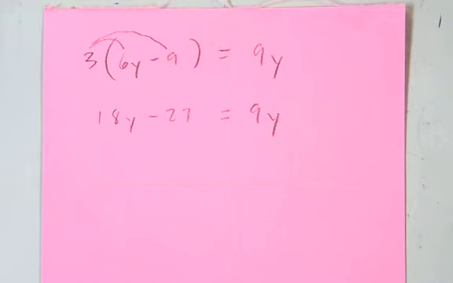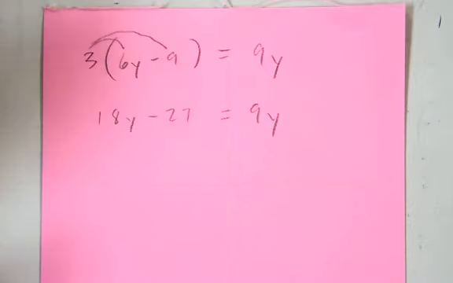I've got my like terms collected. So next I've got my expression simplified. Now I'm ready to collect my like terms. That's going to be my next step. I want to get all my variable terms on one side, all my constant terms on the other side.